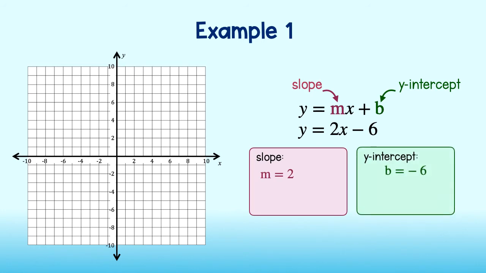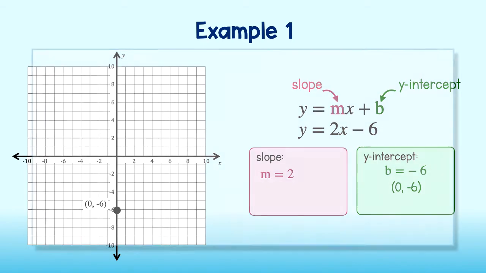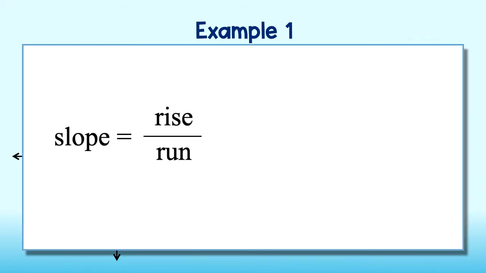So right away, I know that the line is going to pass through the y-axis at -6. This is the point (0, -6), and this is my first point. The slope will give me directions to my next point. But how does slope give directions, you might ask? Well, one of our definitions for slope is rise over run.